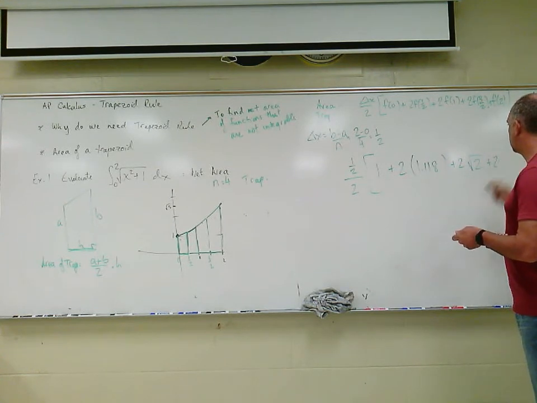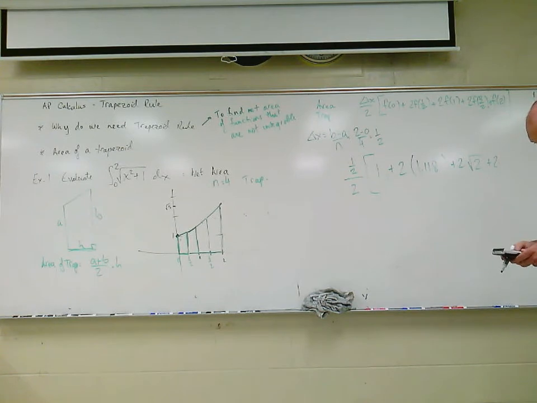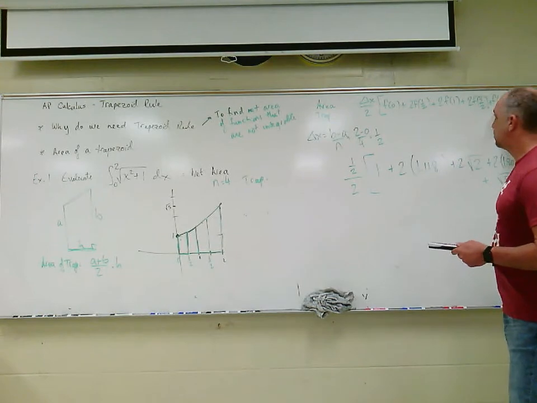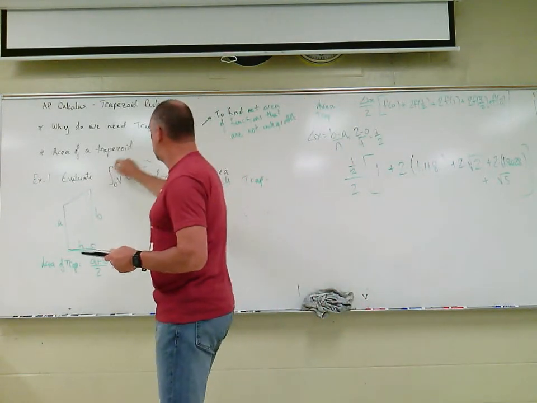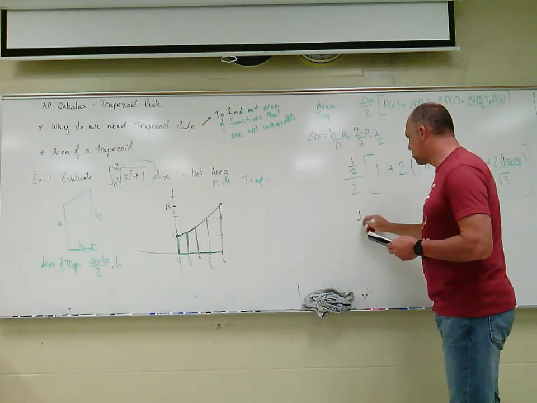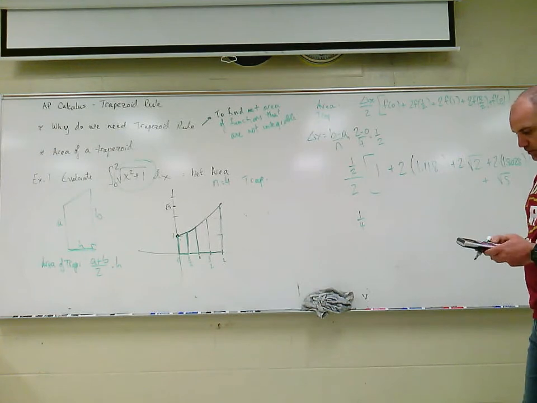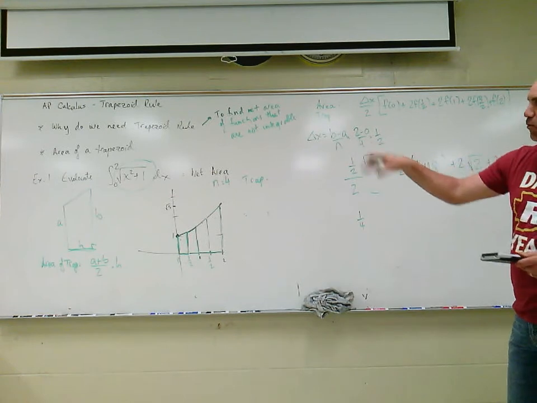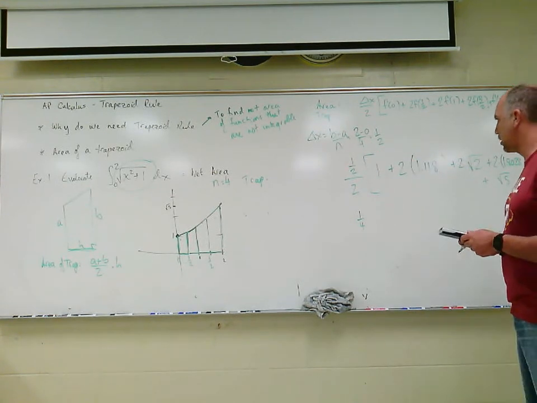Plus 2 times f of 3 halves. Let's see what we get: about 1.8028. Then the last one is just the square root of 5. Where did I get the square root of 5 from? Plug 2 into my function. Now, a half over 2 is a fourth. So let's type all this in with 0.25 and add everything up, and see if we get somewhere in the ballpark of 3 or 3.4 like we predicted.